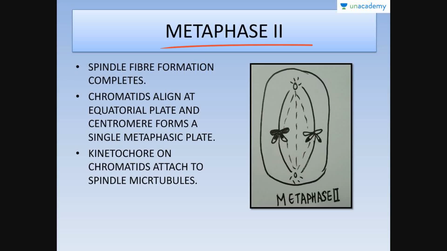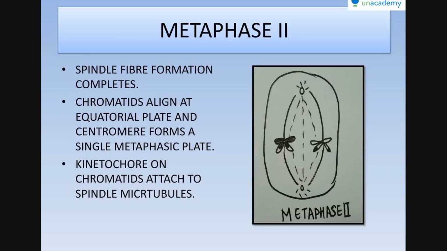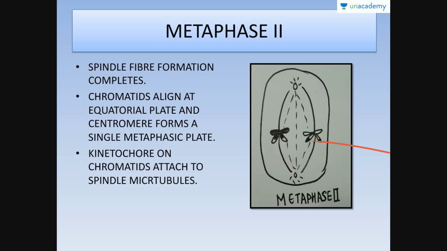Next is metaphase 2, where these univalents, with each univalent consisting of two sister chromatids. This is a univalent. This is another univalent. These two together form a univalent and these two are the sister chromatids of this univalent. So these univalents align at the equator, this time forming a single metaphasic plate because each univalent has a single centromere. That is why a single metaphasic plate is formed.